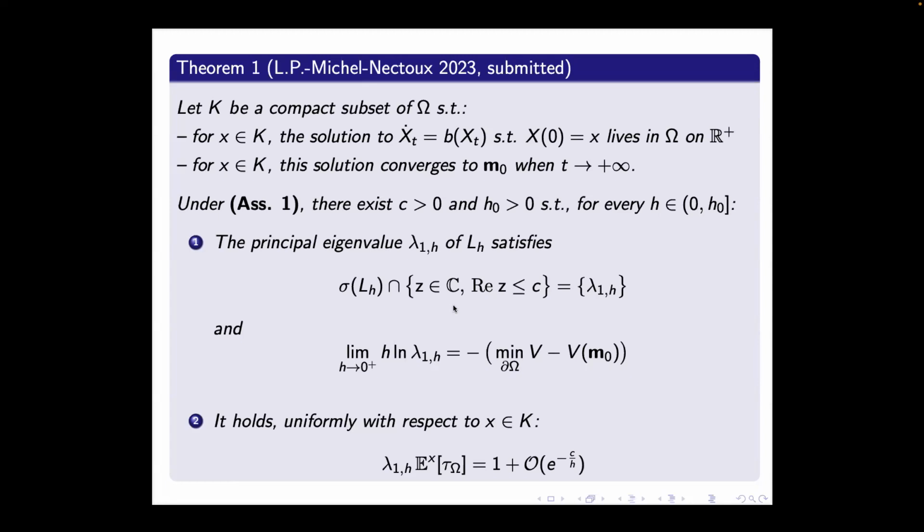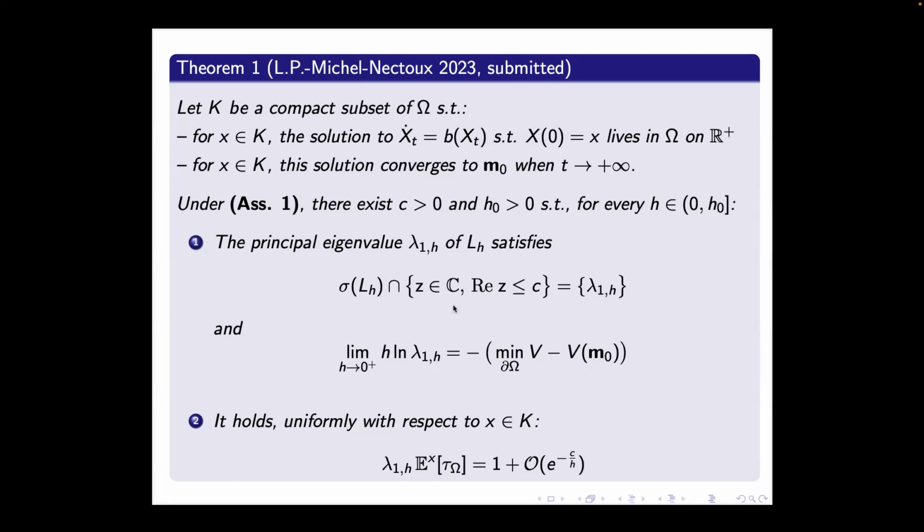Then in this case, the principal eigenvalue lambda 1 of L h satisfies the following. There exists some C positive, such that for every small h, lambda 1 of h is the only eigenvalue of L h with real part smaller than C. What is important here is that C does not depend on h small. And moreover, the limit of h times the log of lambda 1 of h is given by minus the min of V on partial omega minus V of M naught. It means that lambda 1 of h behaves as exponential of minus V of S minus V of M naught over h.